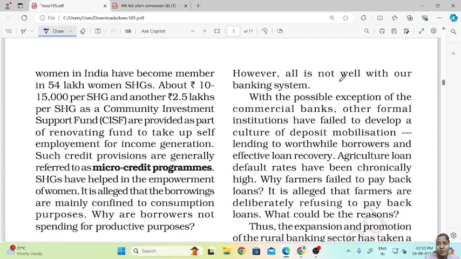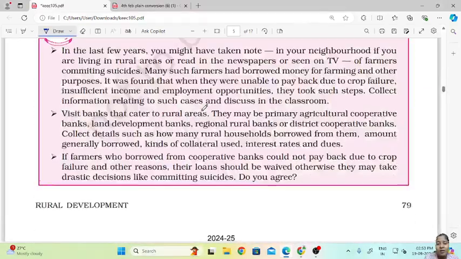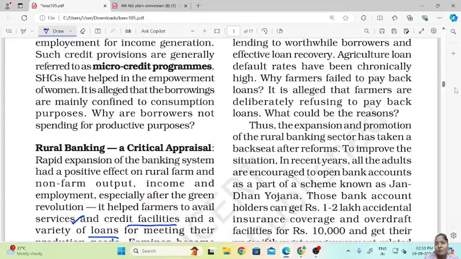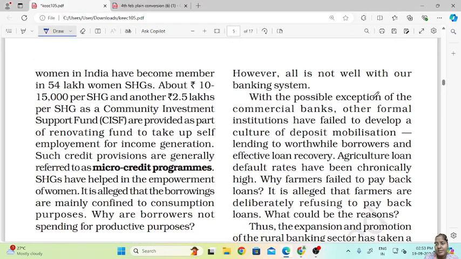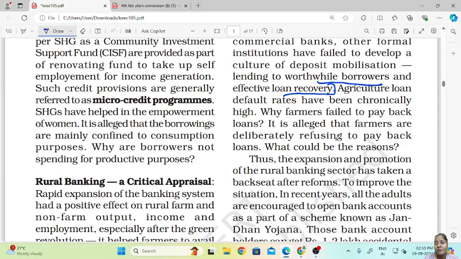However, all is not well with our banking system. With the possible exceptions of the commercial banks, other formal institutions have failed to develop a culture of deposit mobilization, lending to worthwhile borrowers, and effective loan recovery. Agriculture loan rates have been too high, so the farmers are failing to pay the loan. It is alleged that the farmers are deliberately refusing to pay back the loan.